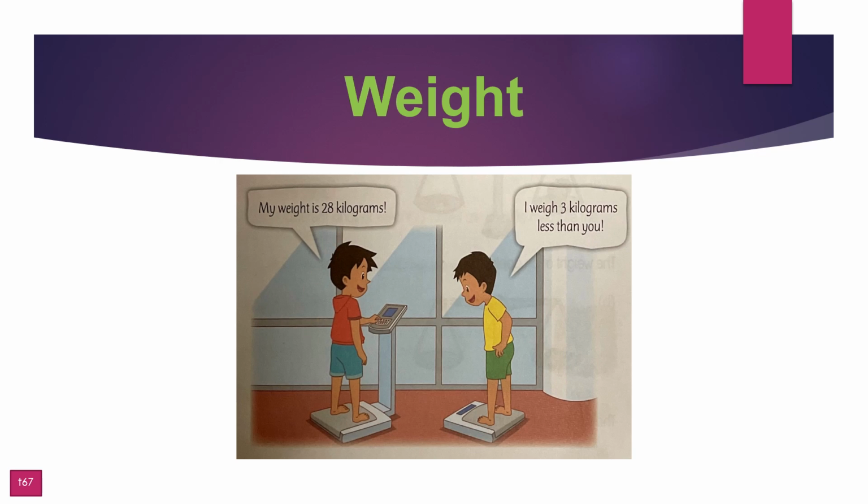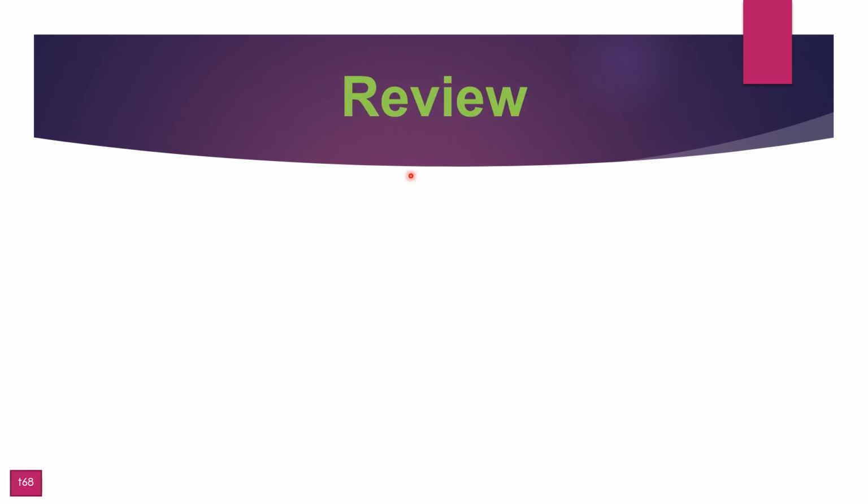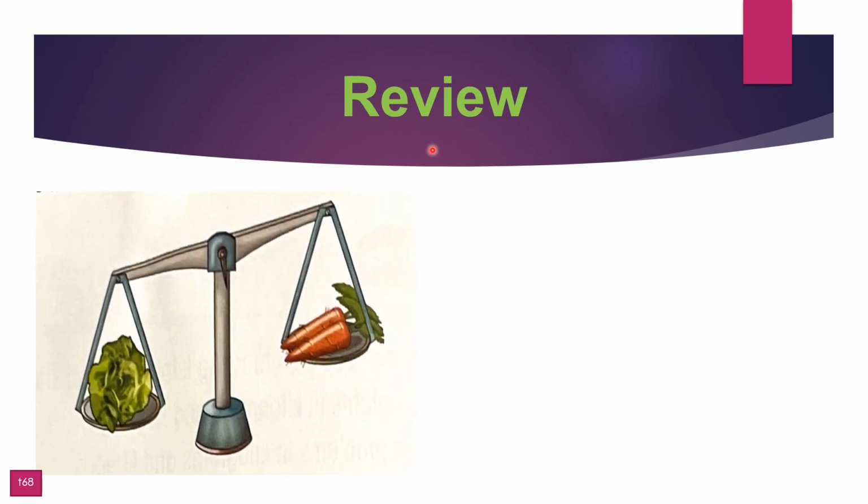Okay. Next is review. Let us review again. So what are the things that you see here? What do we call this scale? Balance. Balance what? Okay, we call it balance scale. Understand? Balancing scale. The other one here is carrots, and the other one is cabbage.